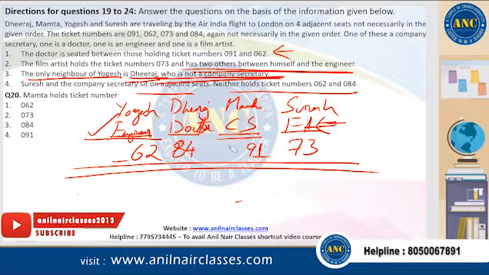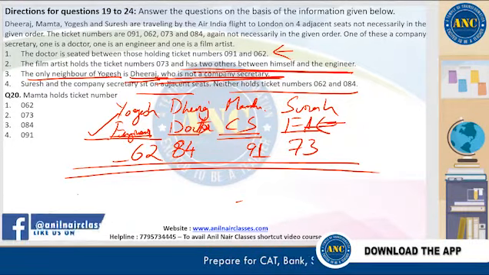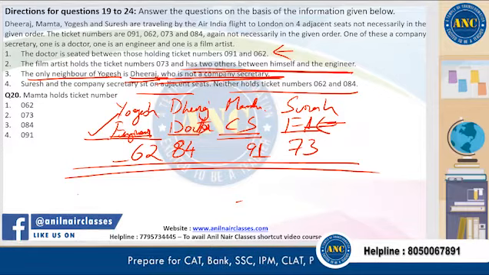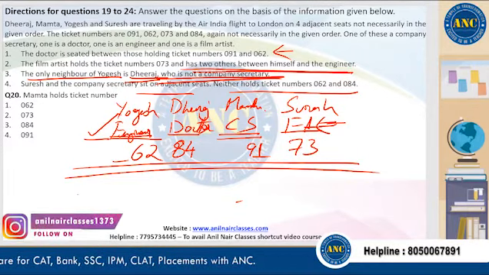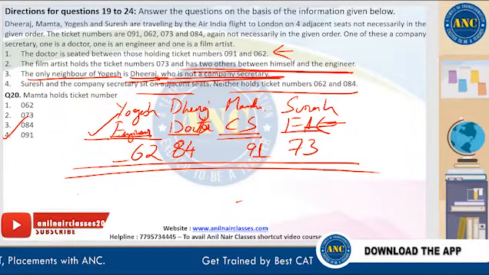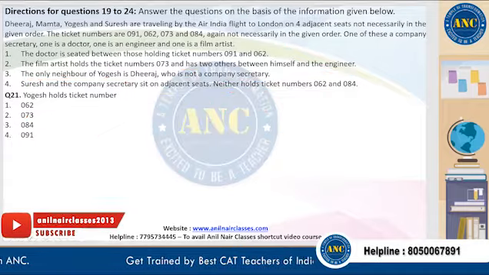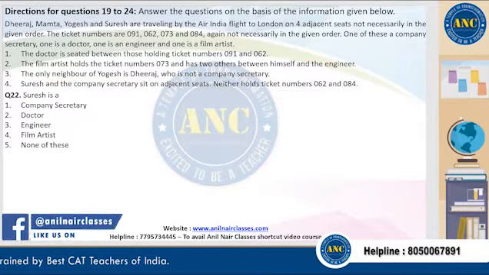Okay, so Yogesh is an engineer with seat number 62. Dheeraj is a doctor and holds ticket number 84. Mamta is a company secretary and ticket number 91. And Suresh is a film artist, ticket number 73. Yogesh holds ticket number 62, right? The next question. Suresh is what?